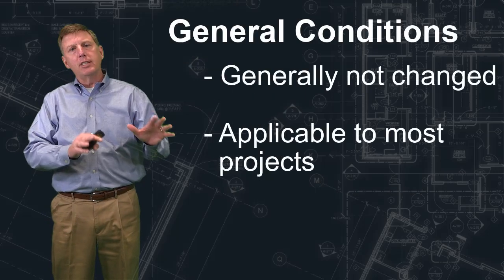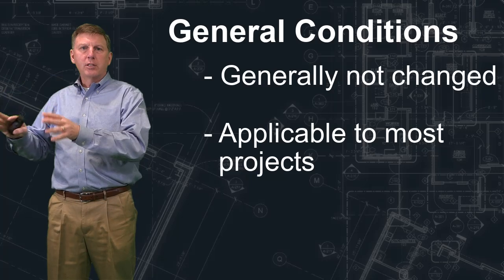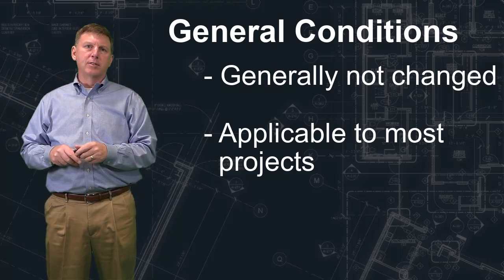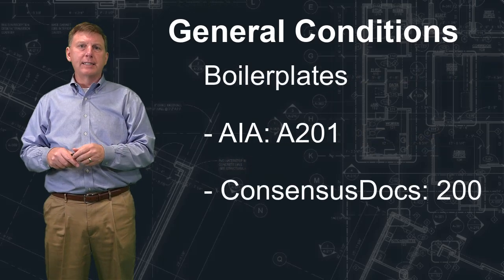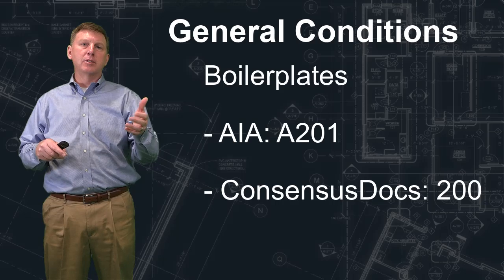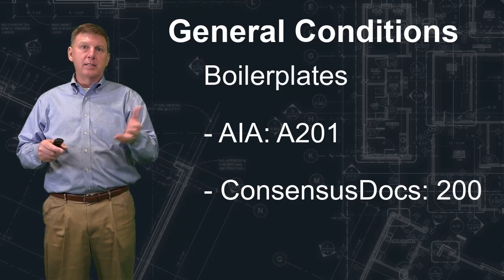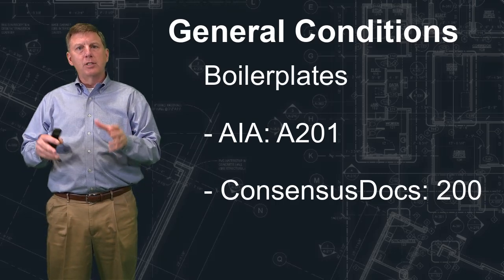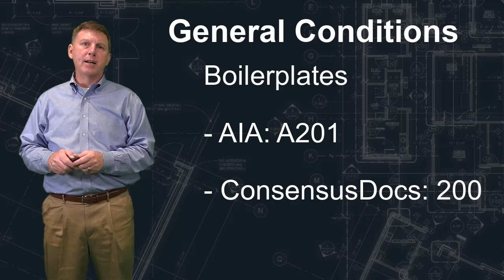Now, from the general conditions side, those generally aren't changed. We talked about this before. They aren't changed from project to project. They're pretty set and standard. You'll see these often follow a boilerplate like the AIA documents A201. In ConsensusDocs, you'd see document 200. So they're very boilerplate in nature with some modifications for an owner, but they stay pretty consistent from project to project.